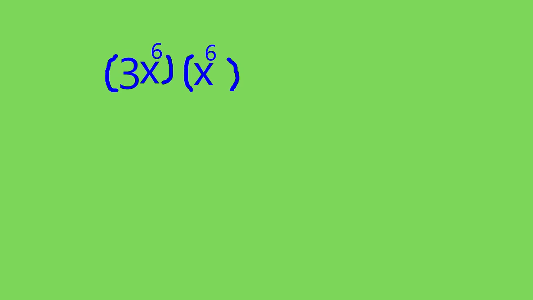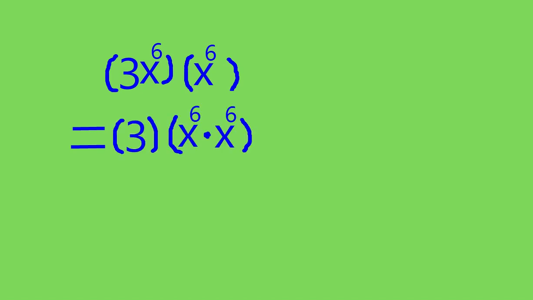For this example, we have 3 times x in brackets raised to the power of 6 times another x in brackets that is also being raised to the power of 6. We can place like terms together. Both of the x's are the only like terms. Okay, so now we have 3 being multiplied by 2 x's that are in brackets with the same exponent and are also being multiplied by each other.